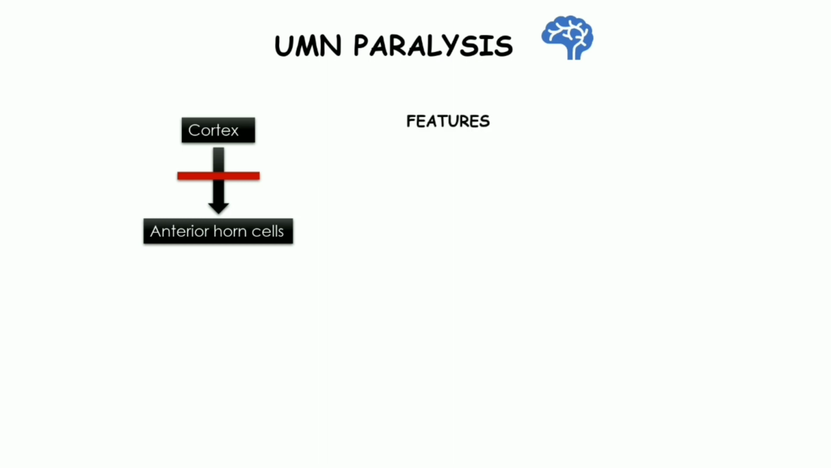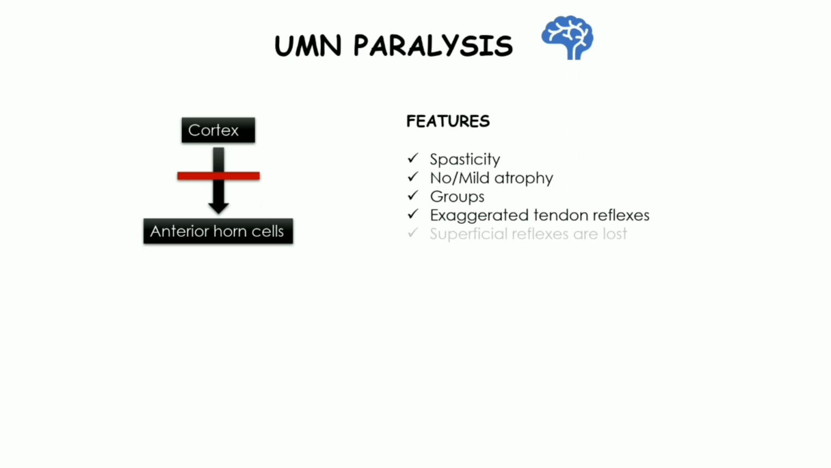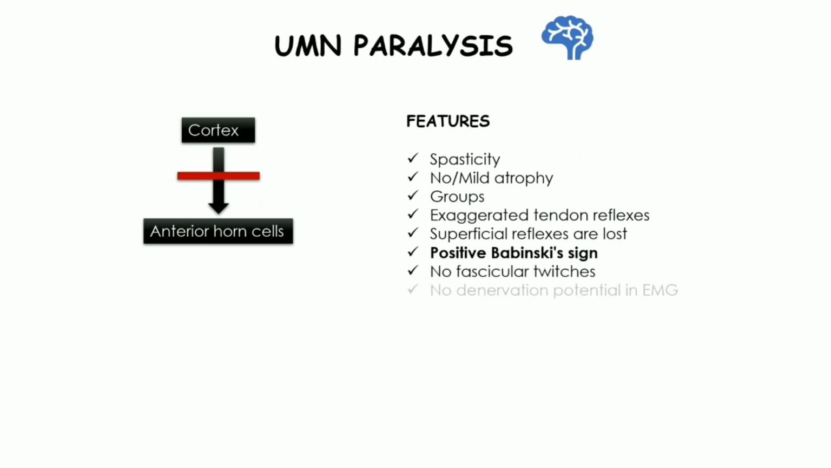Now what are the features of an upper motor neuron paralysis? There is something called spasticity, we will see. Then there will be very minimal or no atrophy. The muscles are affected in groups generally. The tendon reflexes are exaggerated, the superficial reflexes are lost. And there is one very characteristic finding in an upper motor neuron paralysis, adana a positive Babinski sign. And what is that? We will see. There are other features. There will be no fasciculation, and no denervation potential in an electromyogram EMG, and the nerve conduction remains normal. We will see each now.